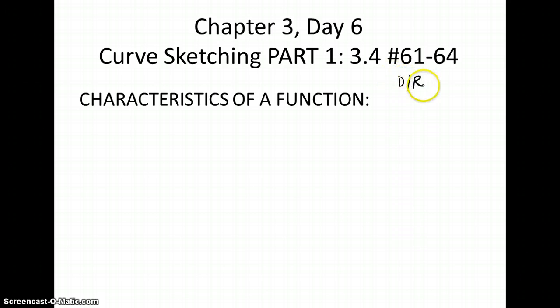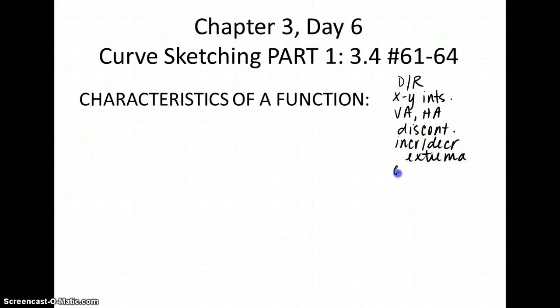We can identify the domain and range, x and y intercepts of the function, vertical and horizontal asymptotes, other discontinuities, and then we can also determine intervals of increasing, decreasing, extrema, concavity, and we can at least attempt to identify where points of inflection occur. On Part 2, I will focus more specifically on these attributes.